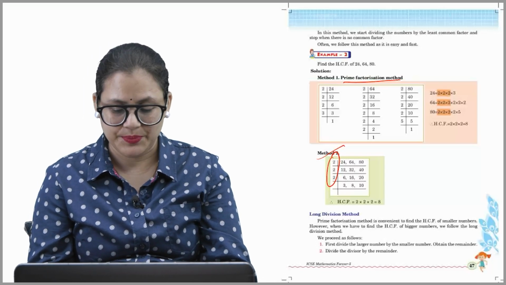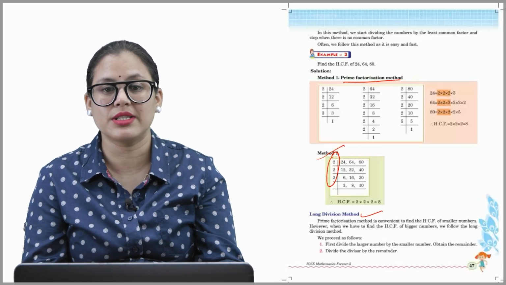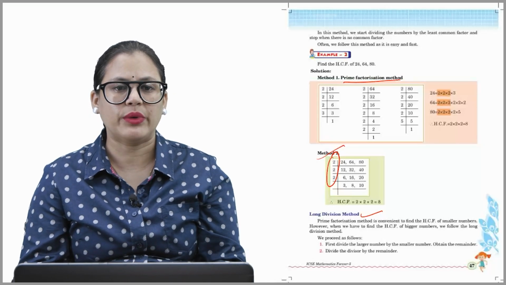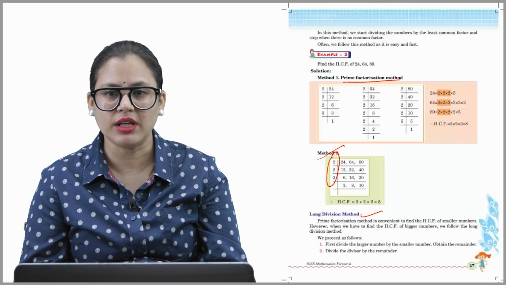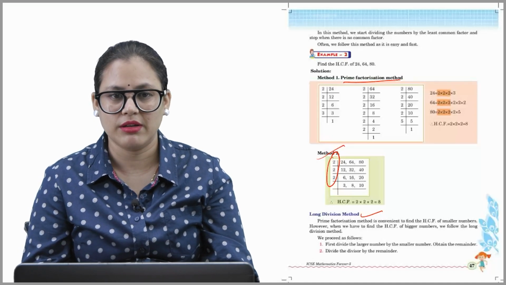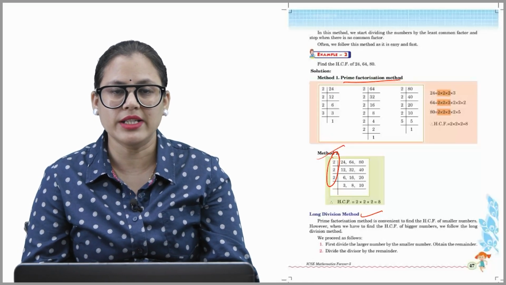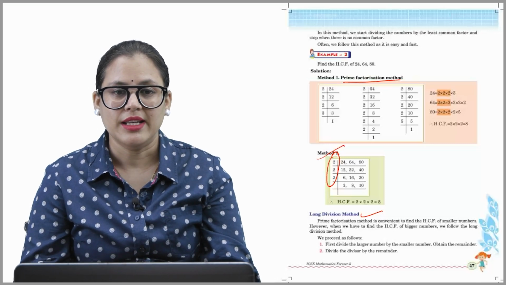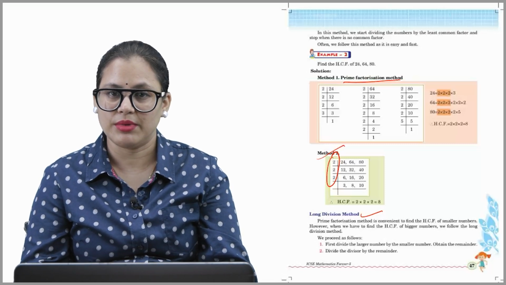Long division method. The prime factorization method is convenient to find the HCF of smaller numbers. However, when we have to find the HCF of bigger numbers, we follow the long division method. We proceed as follows. Step 1, first divide the larger number by the smaller number and obtain the remainder. Step 2, divide the divisor by the remainder.